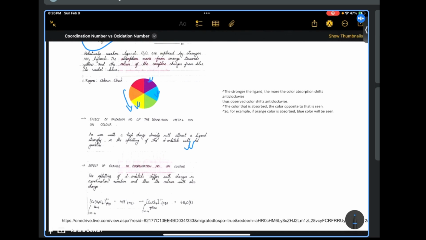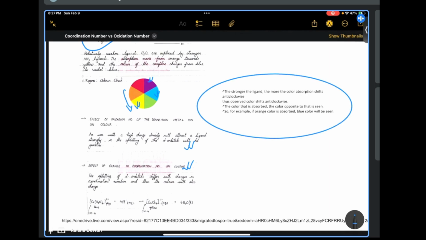Now, effect of change in coordination number on color. If the coordination number changes, the color will shift. You just need to understand this, nothing else. You don't need to understand what the color will be if the coordination number increases, or if it decreases. No, you don't need to understand that. You just need to understand that if the coordination number changes, the color will also change, nothing else.